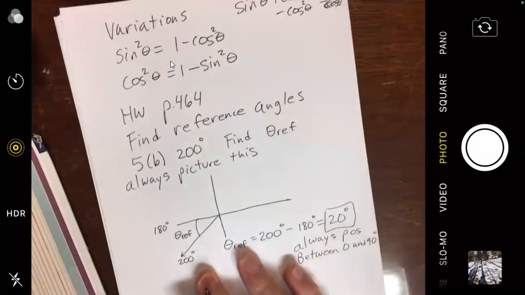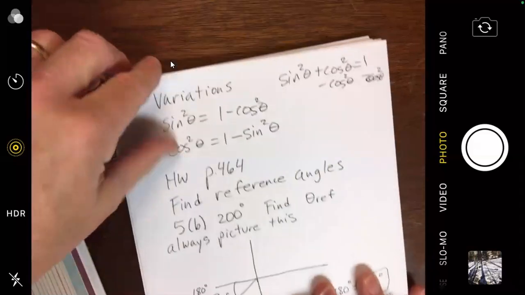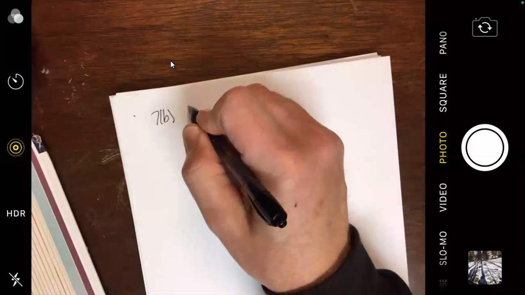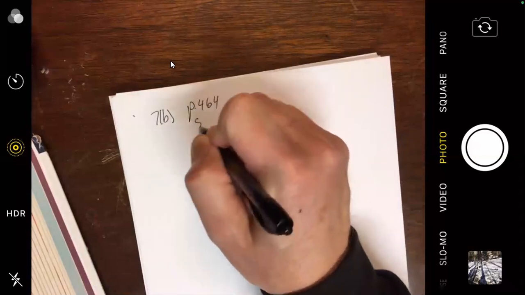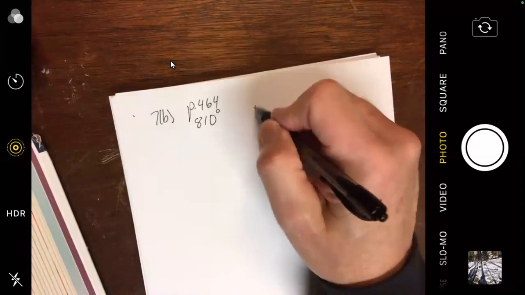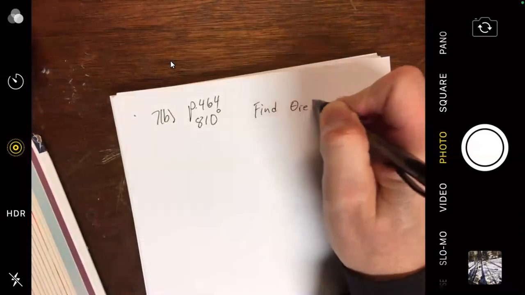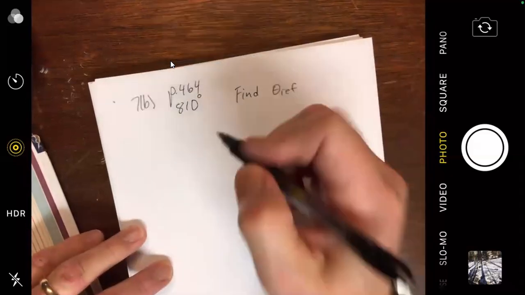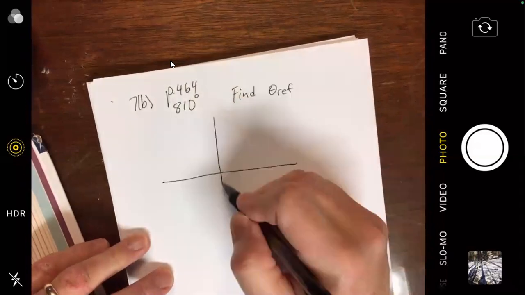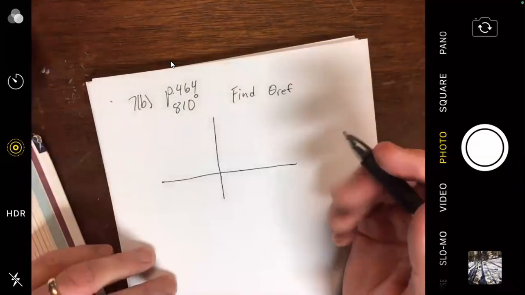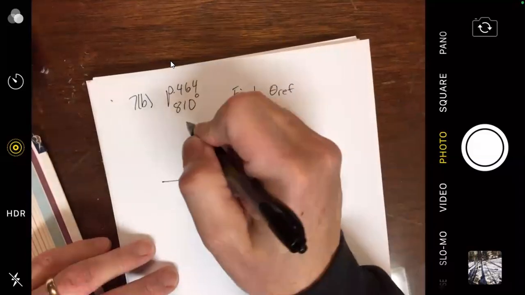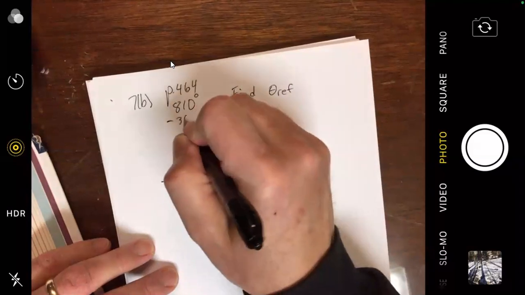Why don't we try a crazy one like 7B, page 464, 810 degrees, find theta ref. Okay, where the heck is 810? I have no idea. That's why they did the thing about coterminal angles. So it's bigger than 360. I'll go minus 360.